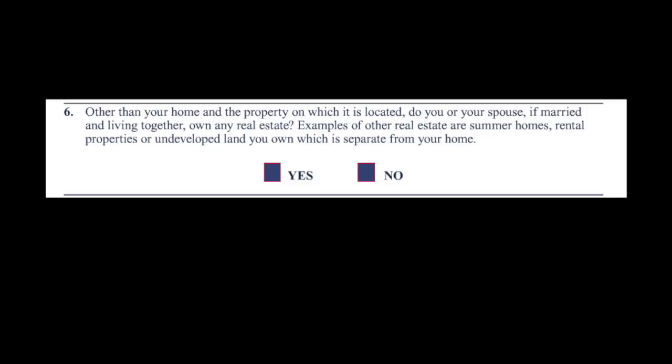You can see on the paper application examples of other real estate that is separate from their home and the property in which it is located. If you have an adjoining lot, you can go ahead and say no. If they do own other property, you would say yes here. Social Security will possibly give the client or their contact person a call to try to get an estimate of the value of any additional property other than the client's homestead.